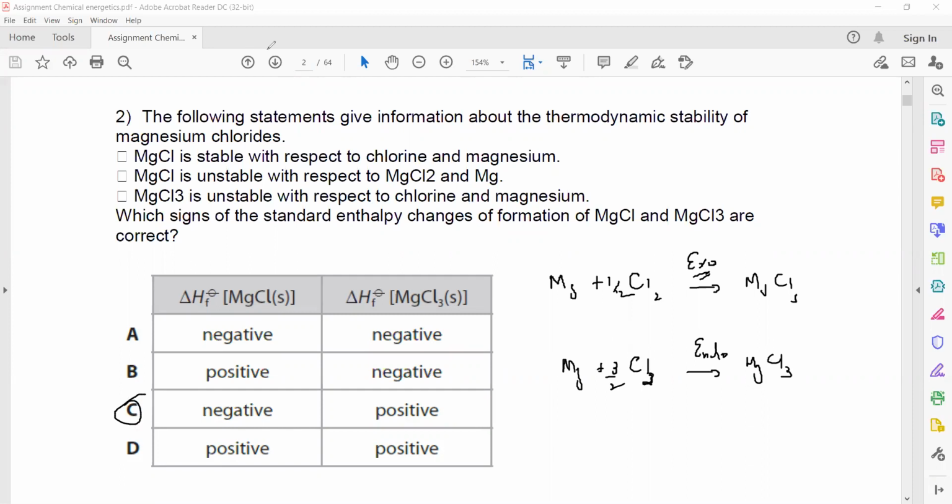When we say they are most stable, it means they have low energy. And if we say less stable, it means the product is having a high energy. And if the product is having low energy, the reaction will be exothermic. If the product is having high energy, then the reaction will be endothermic. So enthalpy change for formation of MgCl will be negative, but MgCl3 will be positive.